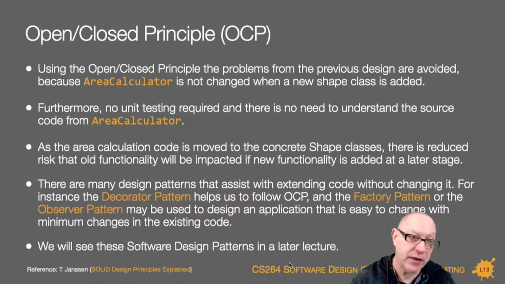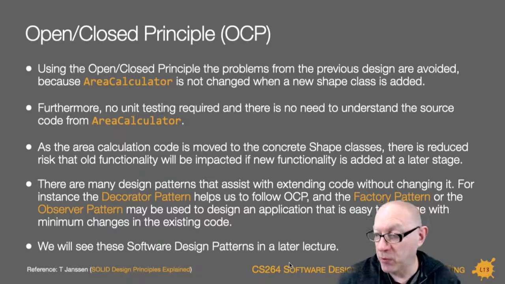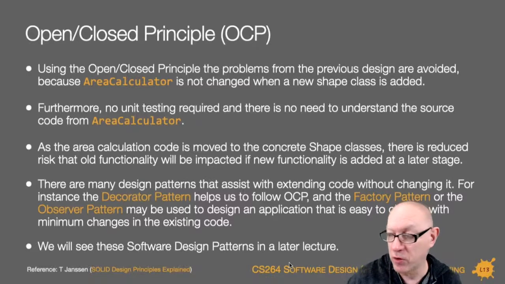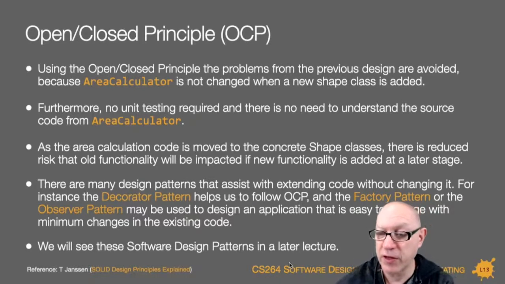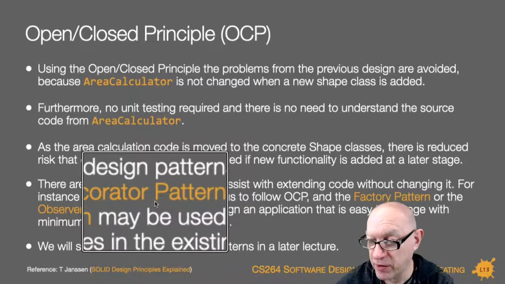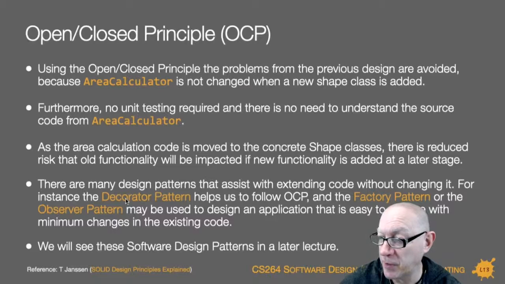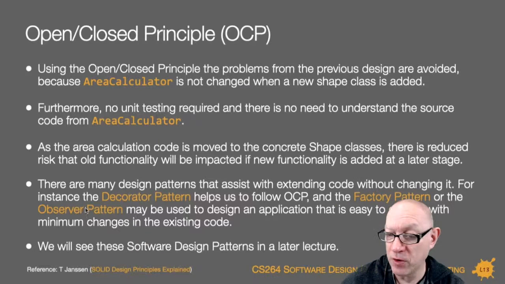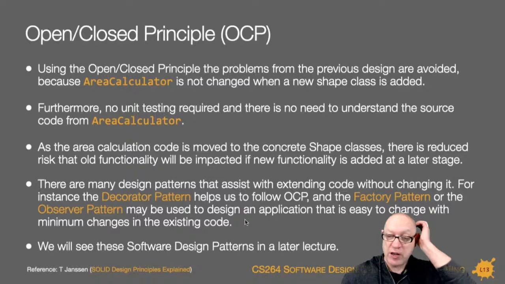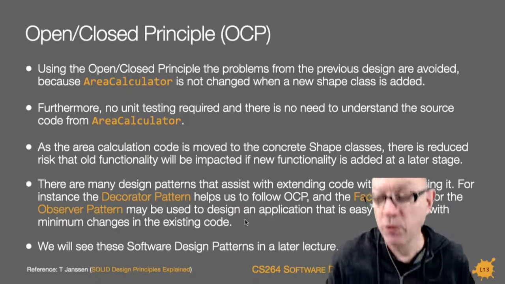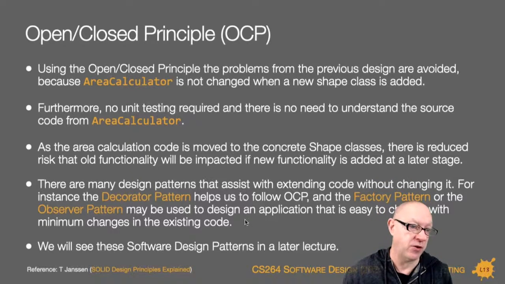There are many design patterns that help with extending code without changing the code. For example, there's the decorator pattern, one design pattern that helps us follow OCP, the open close principle. And then there's the factory pattern, or the observer pattern, and they can be used to design an application that's easy to change with minimum changes in the existing code. We're going to see these software design patterns in some later lectures.